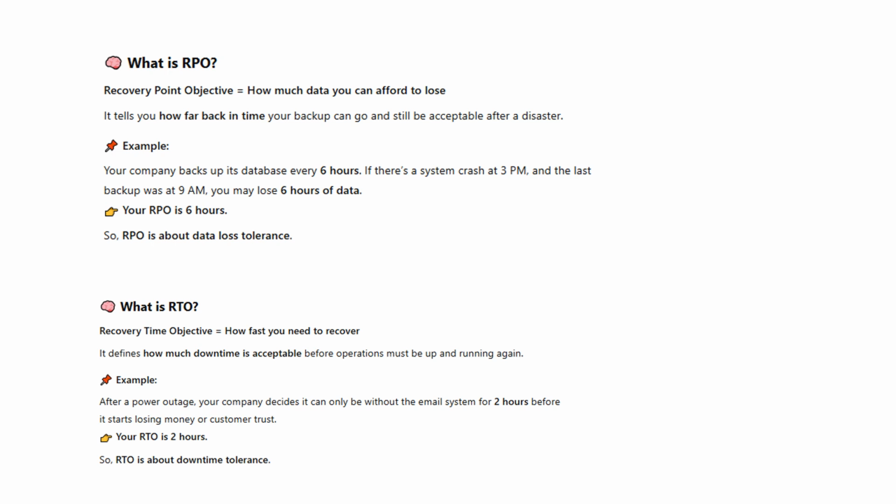RTO, recovery time objective, is how fast you need to recover. It defines how much downtime is acceptable before operations must be up and running again. So for example, after a power outage, your company decides that it can only be without the email system for 2 hours before it starts losing money or customer trust. So your RTO is 2 hours. So RTO is about downtime tolerance.